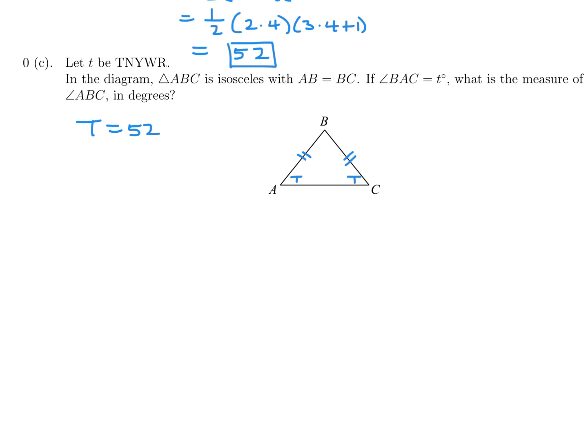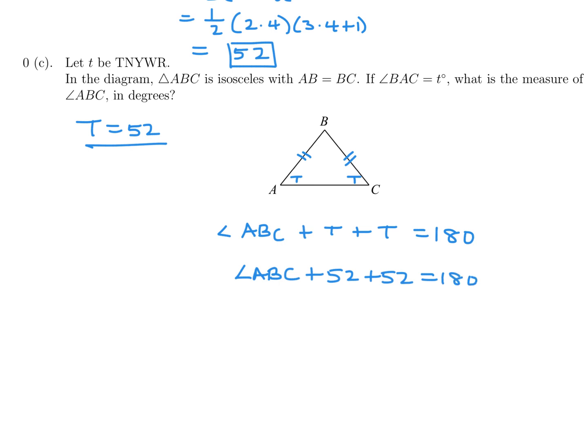And t is 52. So ABC, that angle, plus 2t would be equal to 180, since the sum of the angles of a triangle is 180. And we know that t is 52, so angle ABC plus 52 plus 52 is 180. And when you solve for angle ABC, you will get 76.